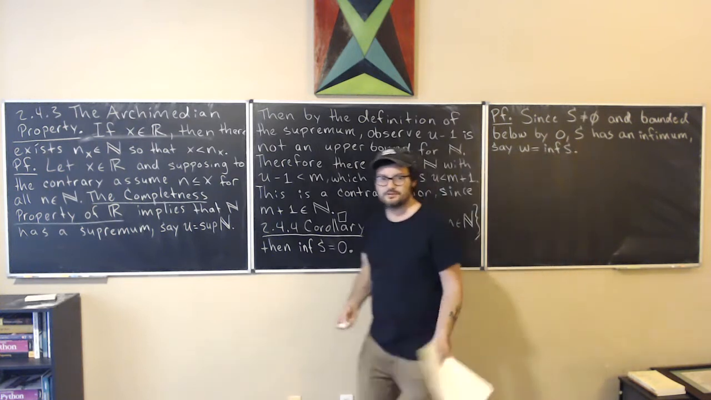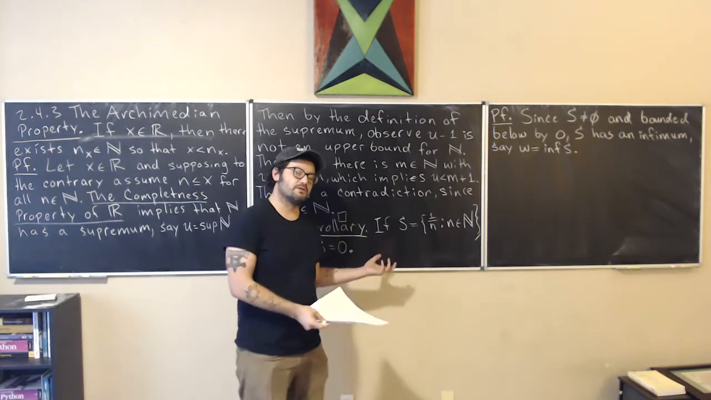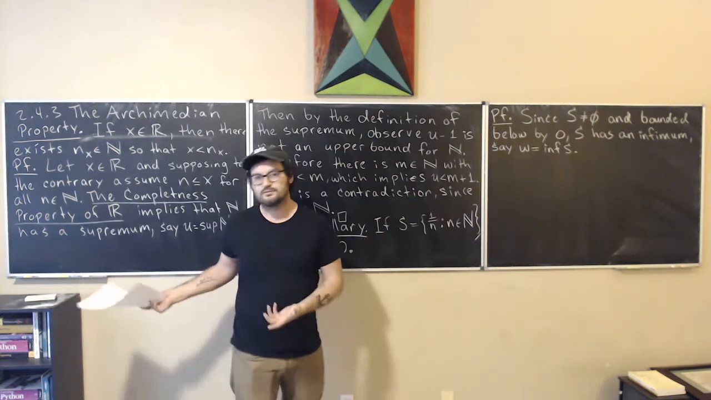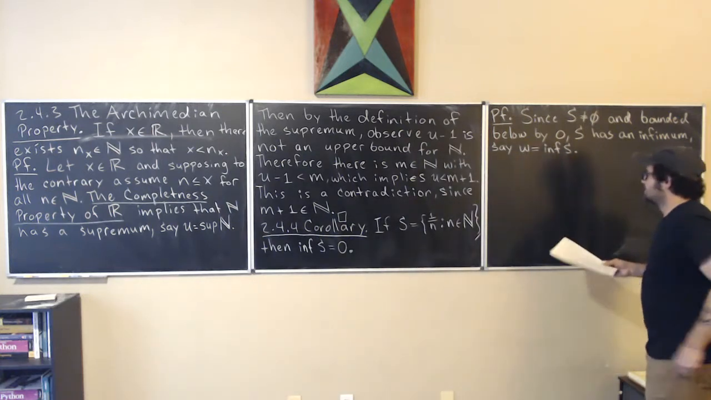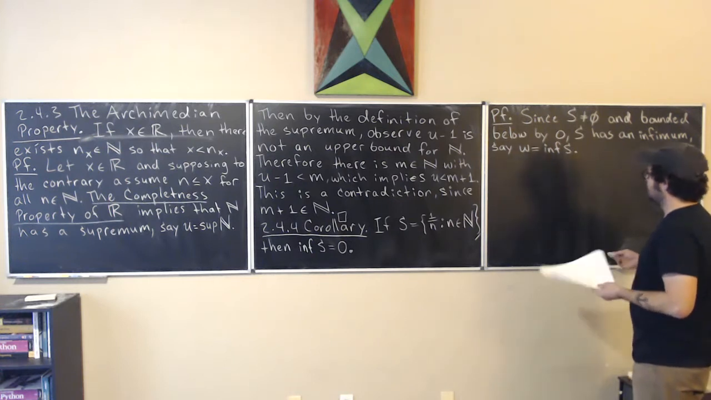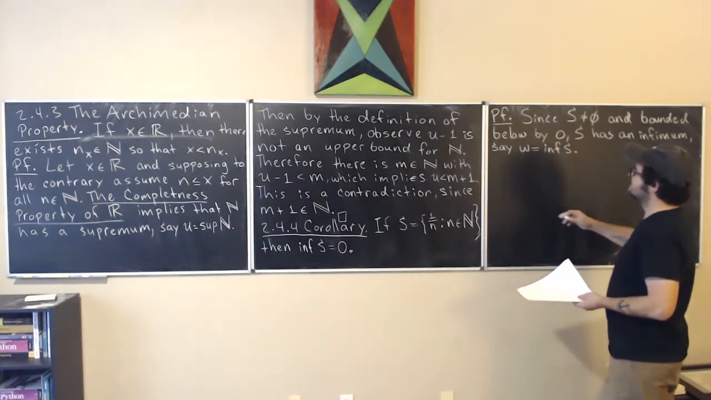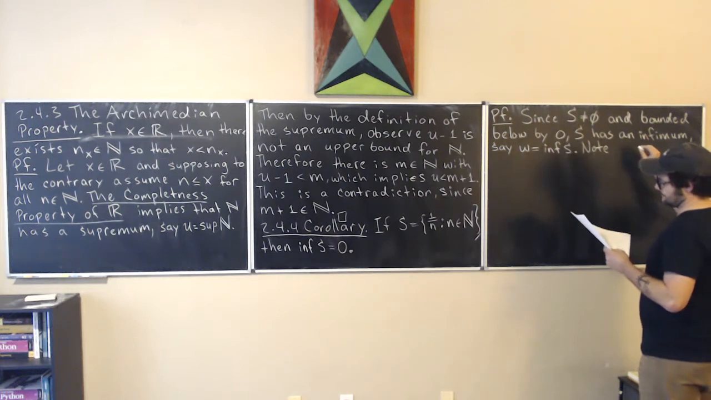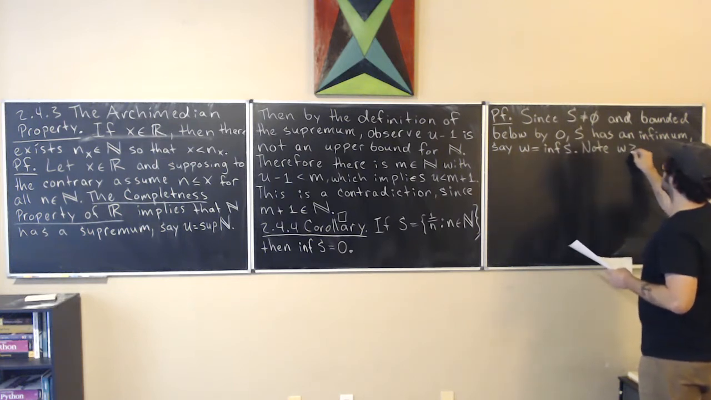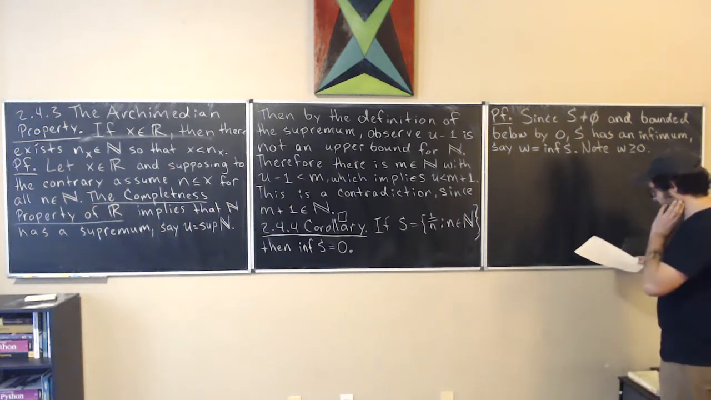And again, this is just another way of stating the completeness property of the real numbers. If we have a non-empty set that's bounded below, then it has an infimum. That's the completeness property. Note that since 0 is a lower bound on the set S, and W is the greatest lower bound, W is greater than or equal to 0. That's just by definition of the infimum.